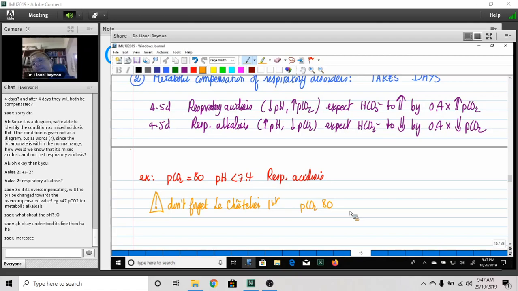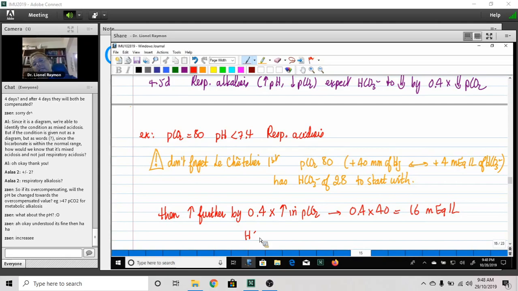Then increase further by 0.4 times the increase in PCO2. So 0.4 times 40, which is 16 milliequivalent per liter. That means bicarb is going to be 28 plus 16, which is 44 milliequivalent per liter at full compensation.